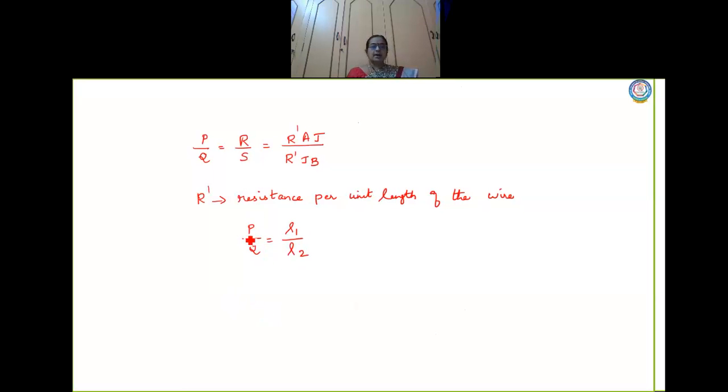Now I know the value of Q. I know the value of L1 and L2. From this I can find out the value of the unknown resistance by rearranging the formula. P is equal to Q into L1 by L2. So this is how I determine the value of unknown resistance.